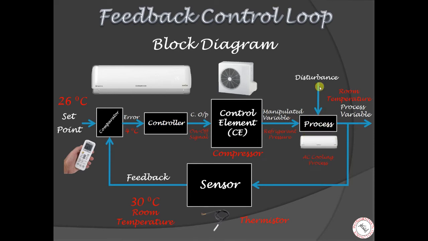A disturbance is that factor which is causing the change in the process variable. In our case, it is the ambient temperature, or the temperature outside the room. The higher the ambient temperature, the more effort will be required to attain the required temperature. The final output of the feedback control loop is the controlled process variable.